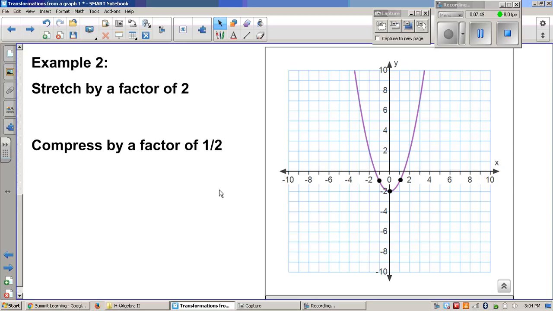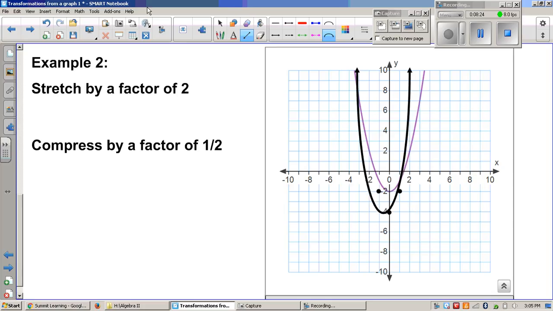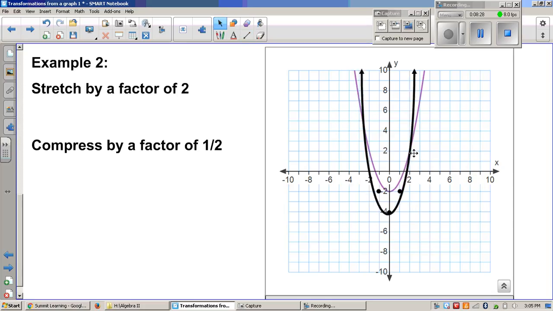So stretch by a factor of 2. Each point I need to double its distance from the x-axis. So if I start here at -2, double that distance away, here's at -4, or -2 times 2 takes me to -4. This is at -1. 1 unit away from the x-axis, double that, takes me here. Same thing here, double that, here. So I get something that's narrower.